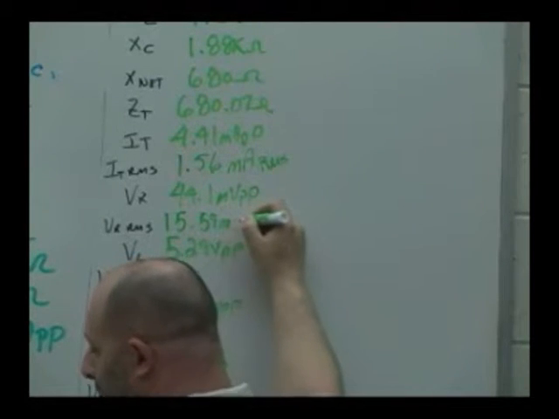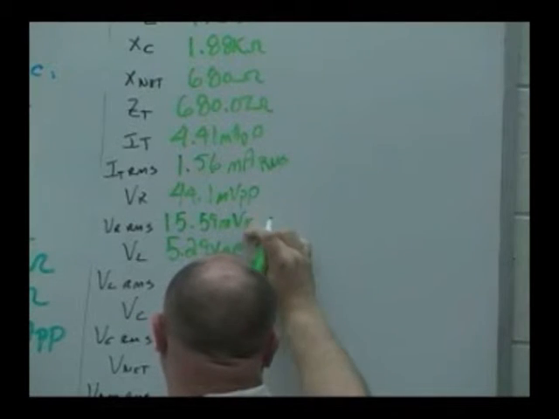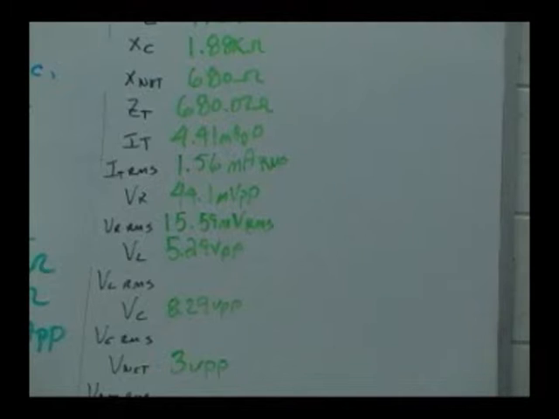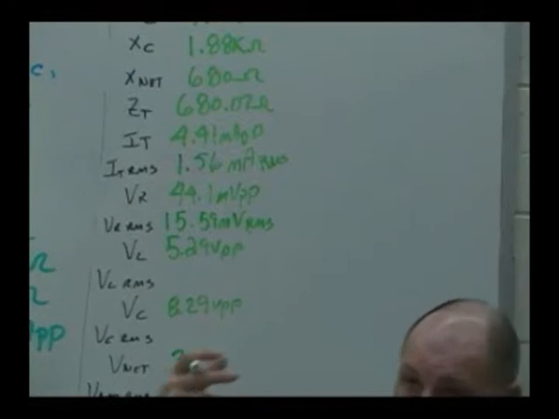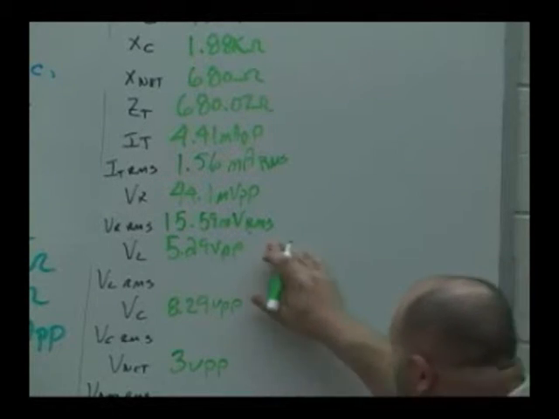What did you get? 15.55 millivolts RMS. Yep, 15.59 millivolts RMS. How do we find that? 44.1 milli divided by 2 to get the peak value, times 0.707. That's the answer.